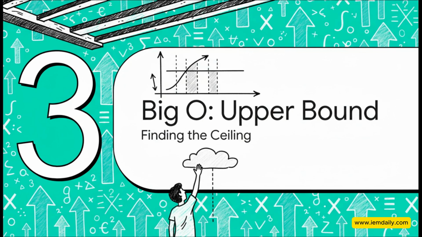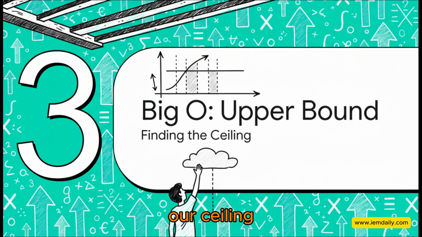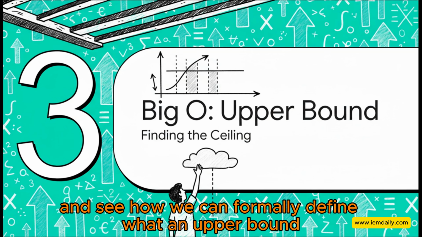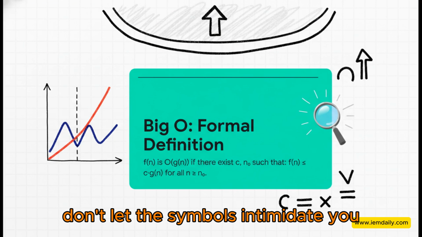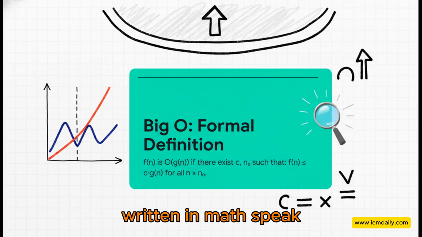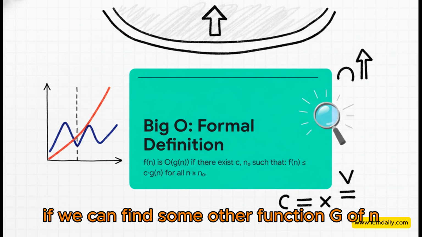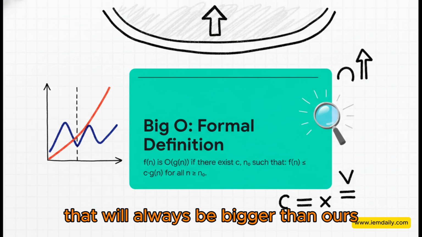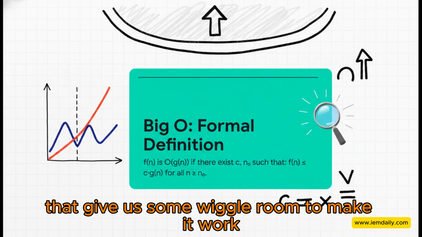Okay, you ready? Let's put some real math behind that analogy. We're going to start with big O, our ceiling, and see how we can formally define what an upper bound actually is. Okay, don't let the symbols intimidate you. This is literally just our ceiling analogy written in math speak. It says our function, f(n), is O(g(n)) if we can find some other function, g(n), that will always be bigger than ours. That c and n0 are just little tools that give us some wiggle room to make it work for large input.